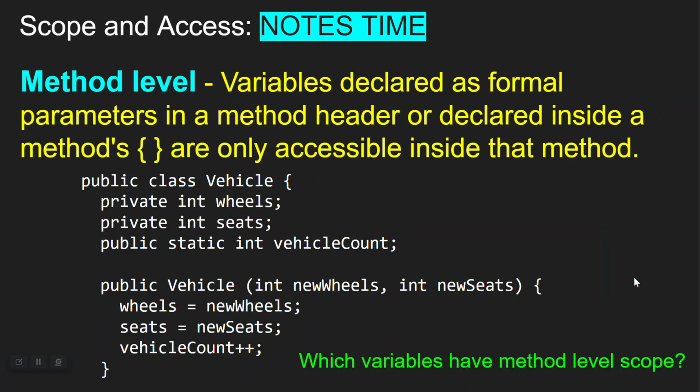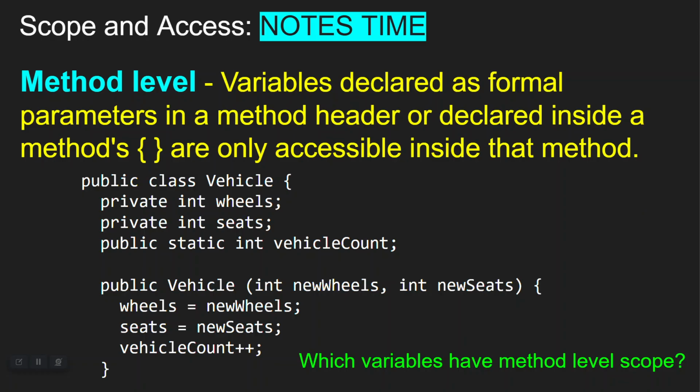All right. But then there's what's called method level, and those are variables that are declared as formal parameters in a method header, or if they are declared inside a method's curly brace, that means they are only accessible inside that method. So once again, you can read through this slide and you can see we've got variables and we've got more variables. So which variables on this slide have method level scope?